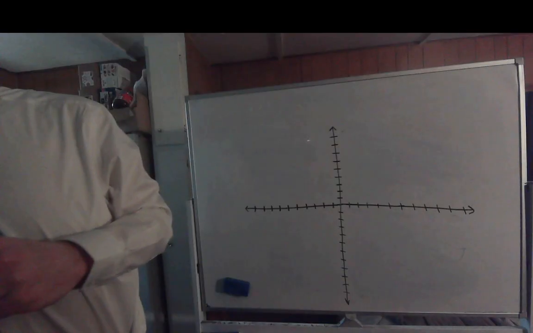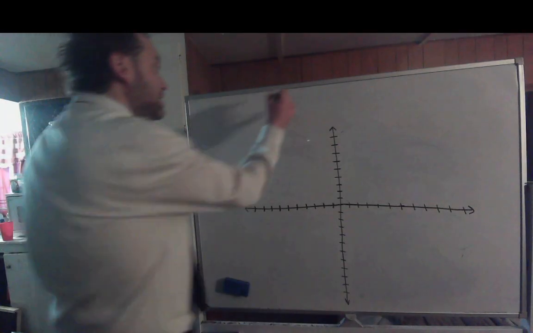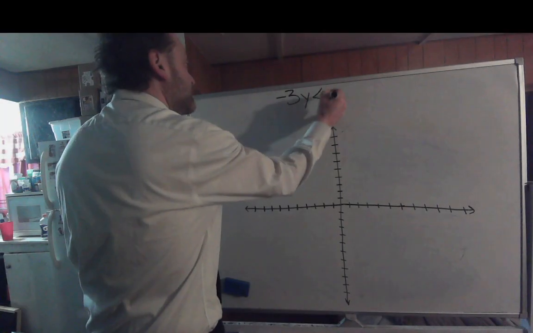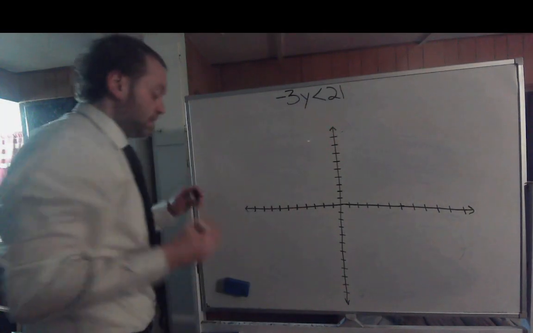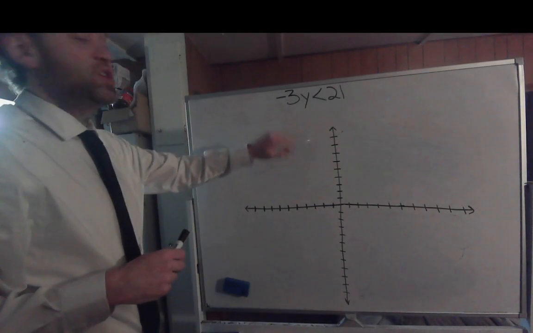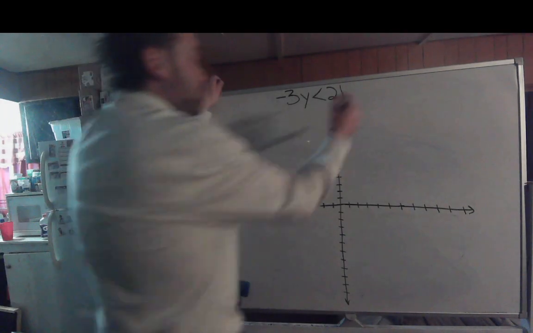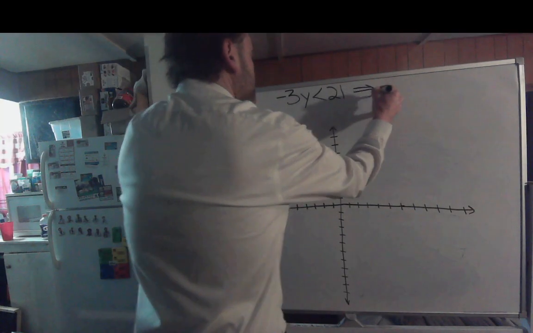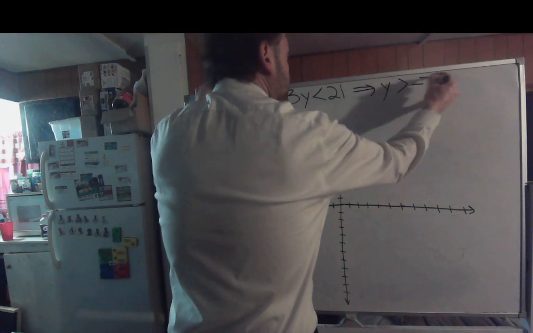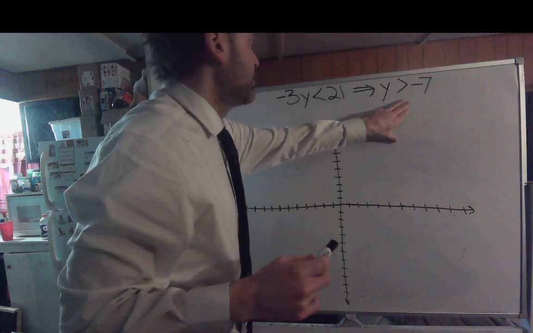Now, let's see here. We have negative 3y is less than 21. Well, just solve this inequality for y. If you solve it for y, this would turn into y is actually greater than negative 7.